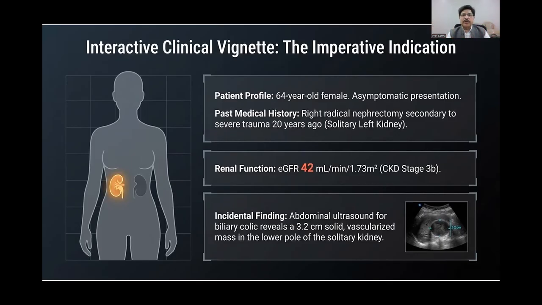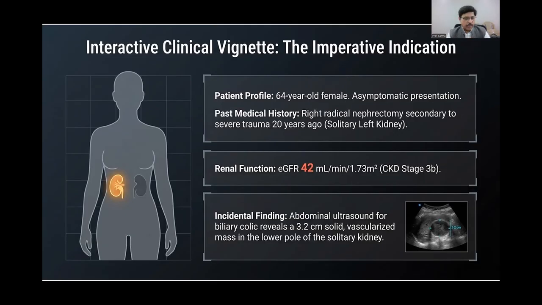Present kidney function is already deteriorated, stage 3B. Incidentally, we found a 3.2 centimeter solid vascularized mass. If I remove that kidney, she will be on permanent dialysis. I can't afford to do a total nephrectomy because of this mass. So, can I medically handle it? Can I do an ablative procedure, or can I do a partial nephrectomy and save the nephrons so that I can prevent permanent dialysis for her?